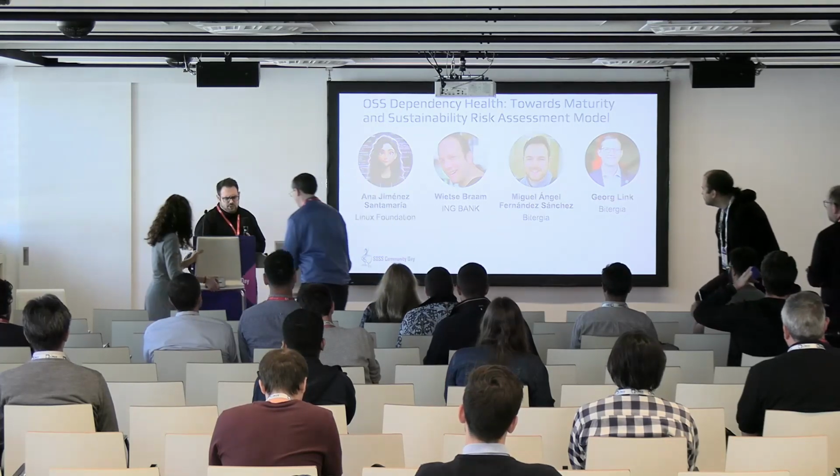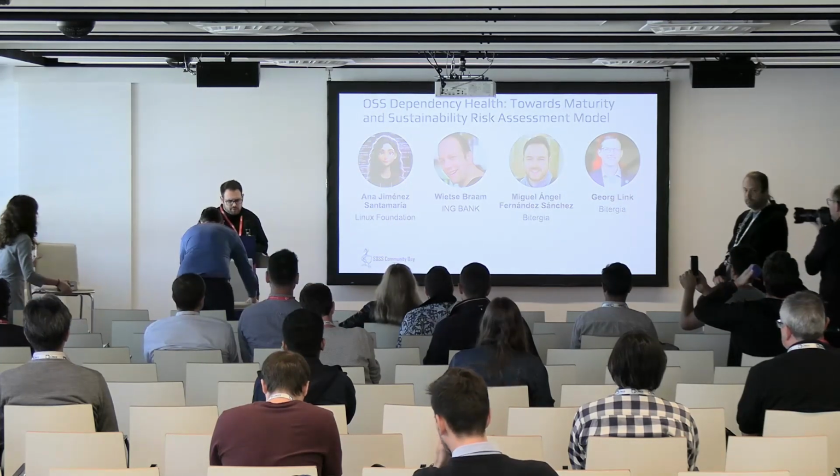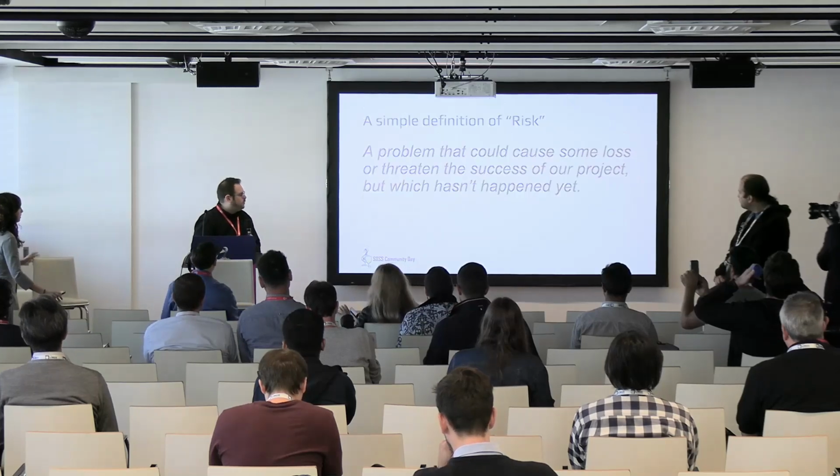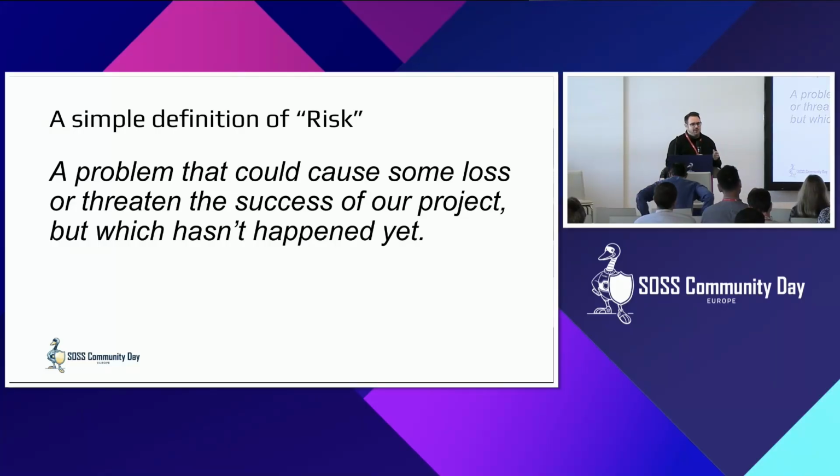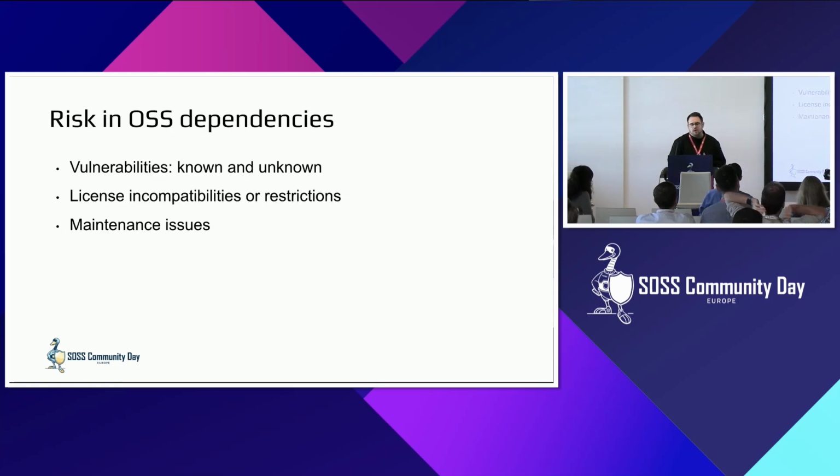Okay, so to explain the approach we took for this: we are talking about risk, so we need a definition for risk. We are talking about risk in the sense of a threat to the success of the project, which hasn't happened yet. When we talk about risk in open source dependencies, we can talk about many aspects.